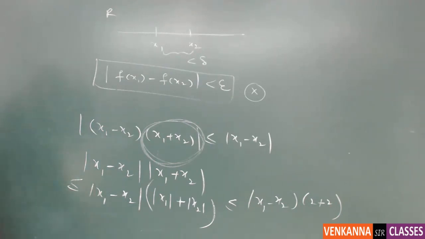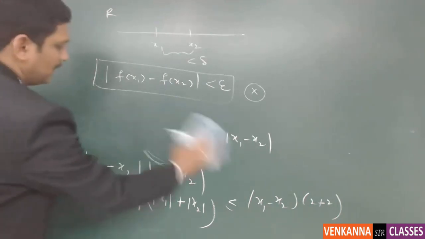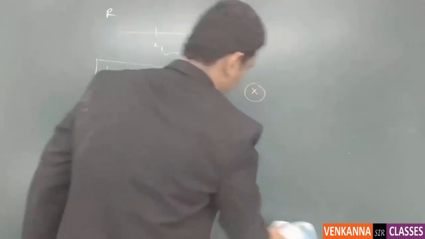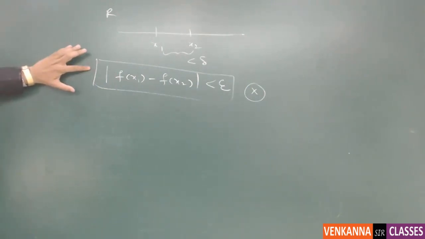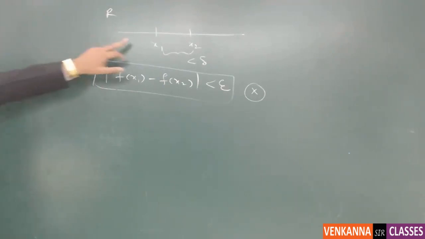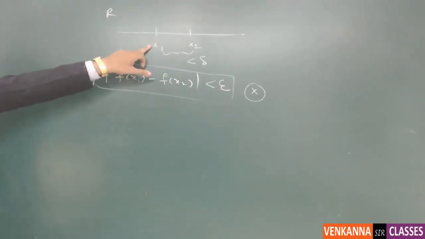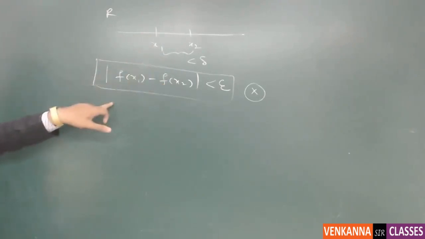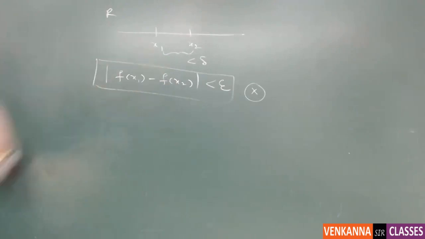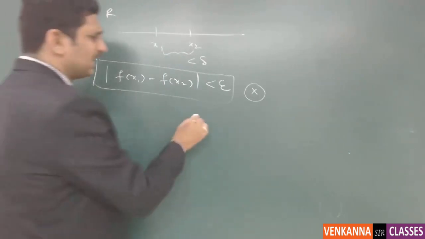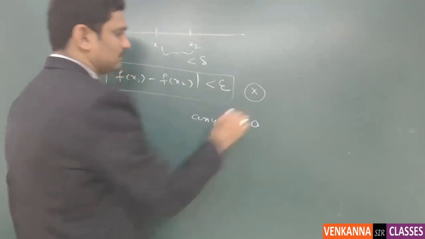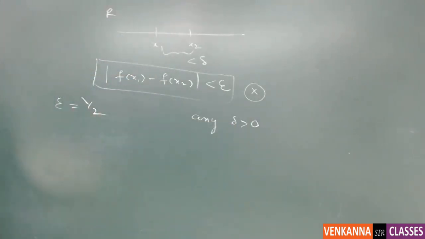Fine. So let me continue with the other solution part. This thing I am going to prove. Even though I have chosen two numbers whose gap is less than delta, the difference between the function values need not be less than epsilon. How will it be true? So let us take epsilon equal to 1 by 2. You fix any delta. You take any delta greater than 0, that is your choice.